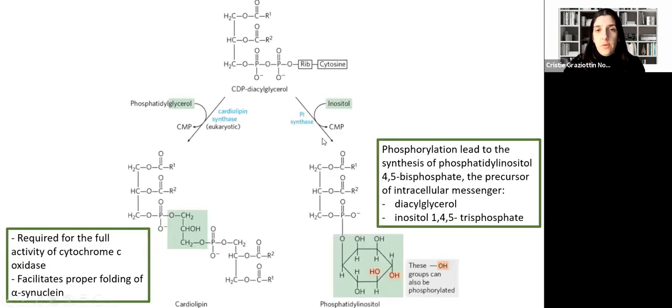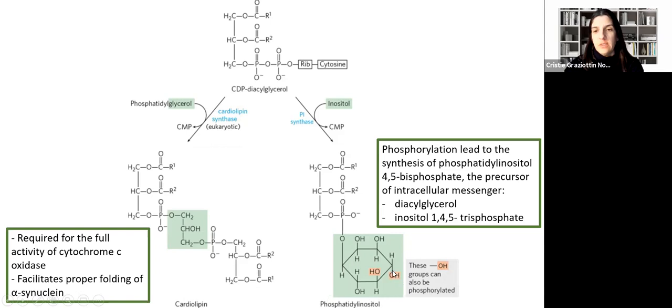From CDP diacylglycerol, I can also synthesize cardiolipin through the reaction with phosphatidylglycerol. Cardiolipin is a glycerophospholipid that is required for the full activity of cytochrome C oxidase, important for mitochondrial function. It also facilitates the proper folding of alpha-synuclein. If I don't have the proper folding of alpha-synuclein, I can have the production of aggregates that are related to Parkinson's disease.